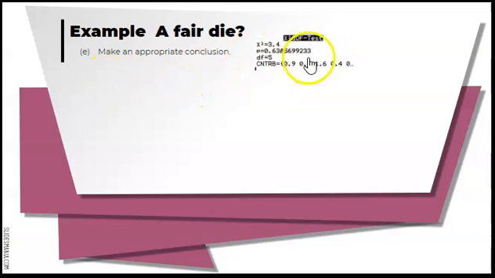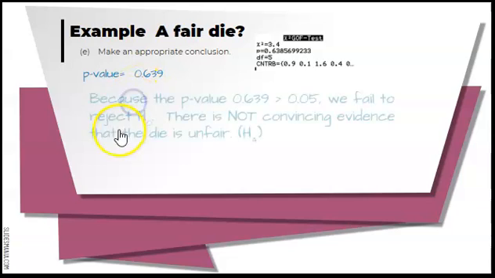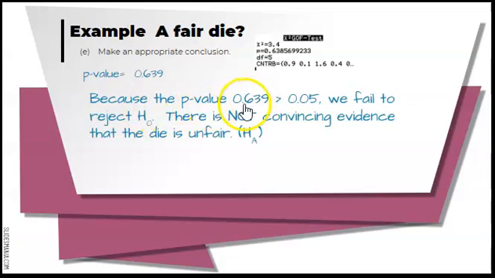Part E says to make the appropriate conclusion. I take my outcomes on my calculator, and the p-value they gave me is 0.639. Then I'm going to draw my conclusion like I always would, connecting p-value to alpha. I say because the p-value is 0.639, and that's greater than 0.05, we fail to reject the null hypothesis. There is not convincing evidence that the die is unfair. Remember, the alternative said they're not equally likely, which would mean unfair. So we don't have convincing evidence that it's unfair. That's how you work a goodness of fit test.